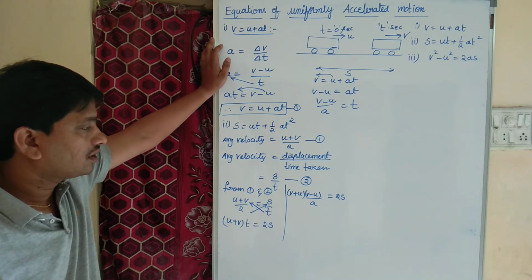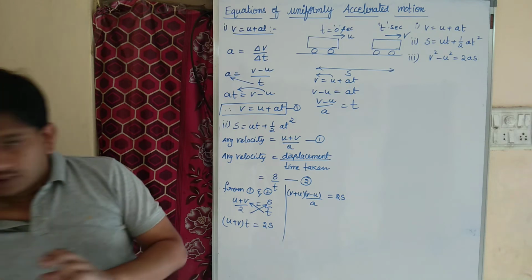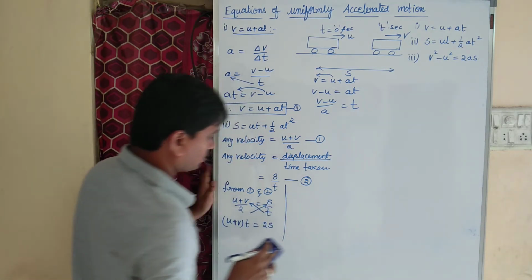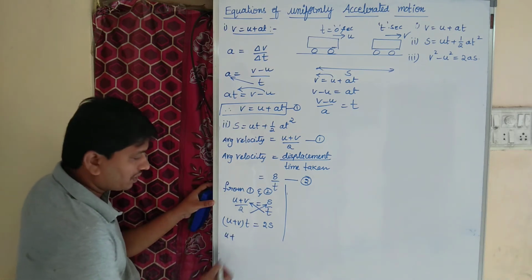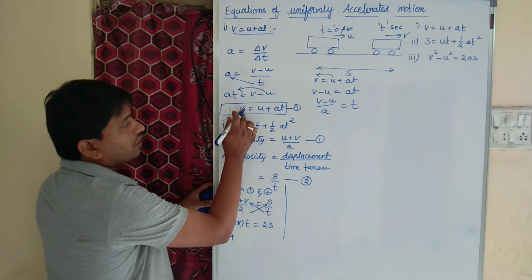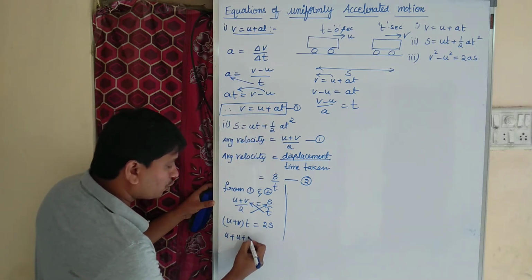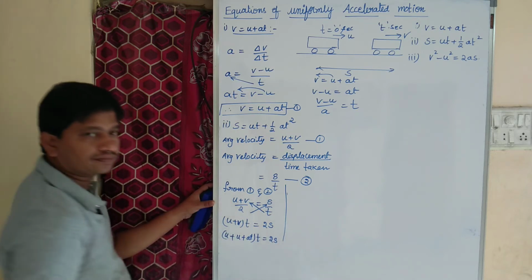Instead of writing that, what we will do is, in the place of v, we know that v equals u plus at. So in the place of v, let us write u plus at, into t equal to 2s.